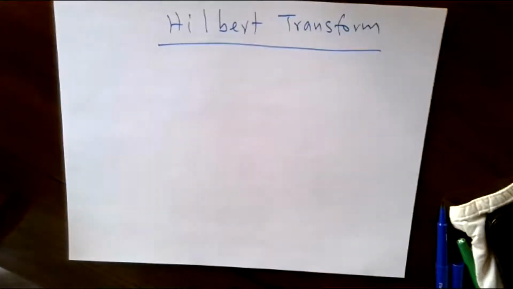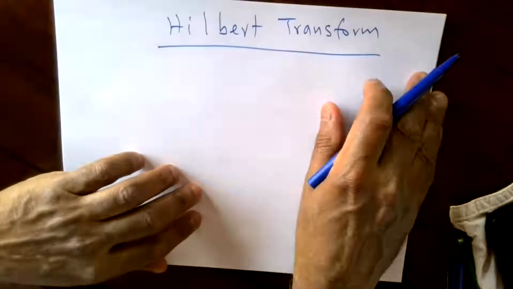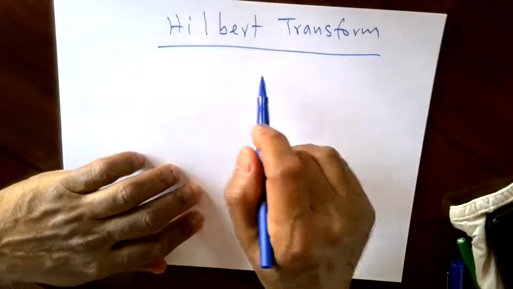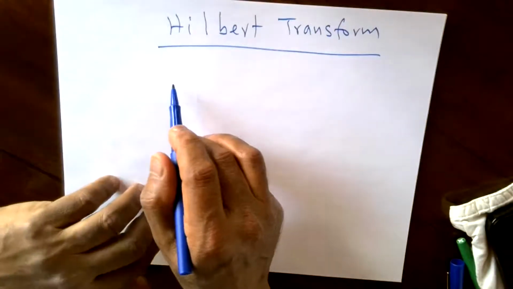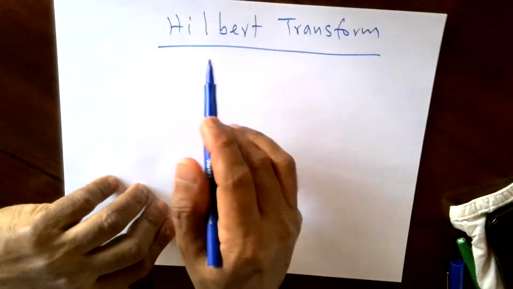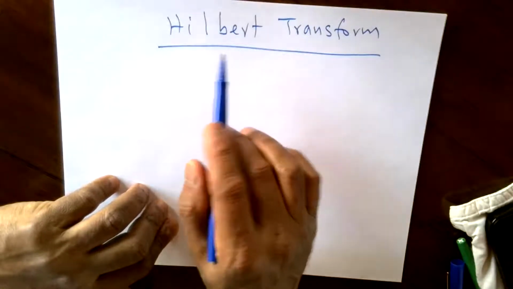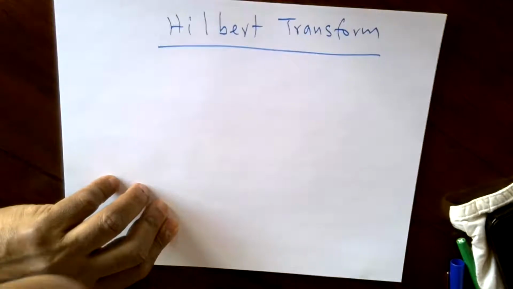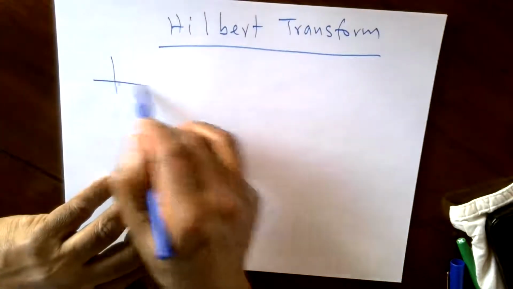I'm going to talk about the Hilbert transform, which is useful in modulation purposes. So let me explain the properties of the Hilbert transform, and then maybe an application and how to generate a Hilbert transform of a signal. So you have a signal f(t).